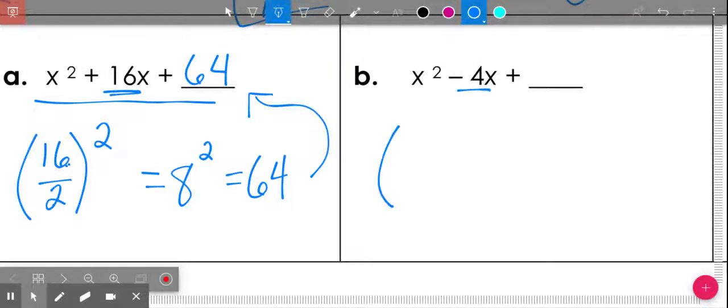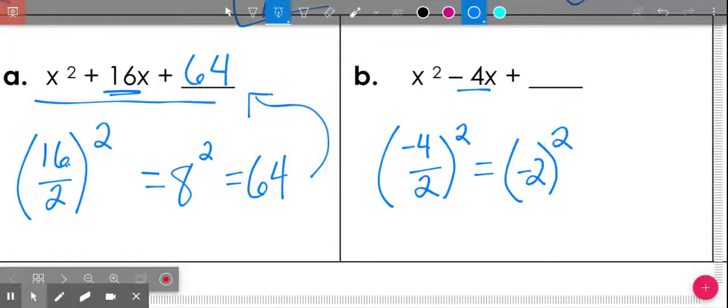So we're going to do the same thing with b. We're going to take that b value, so it's going to be negative 4 divided by 2, and then we're going to square it. So negative 4 divided by 2 gives me negative 2. We're going to square the negative 2. Remember, if you're using a calculator, you have to use parentheses. So negative 2 squared gives me positive 4. And that's what's going to go in for my c value.